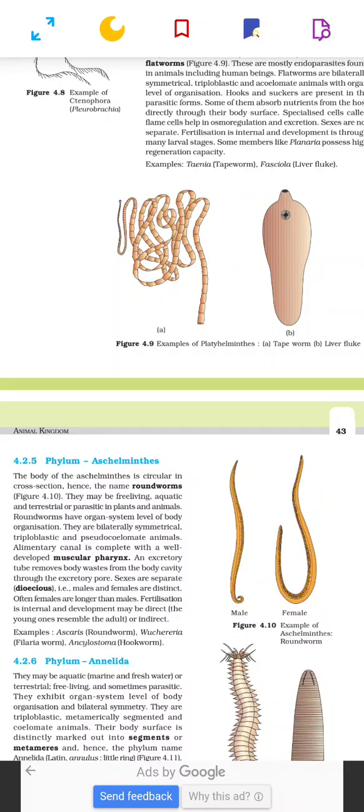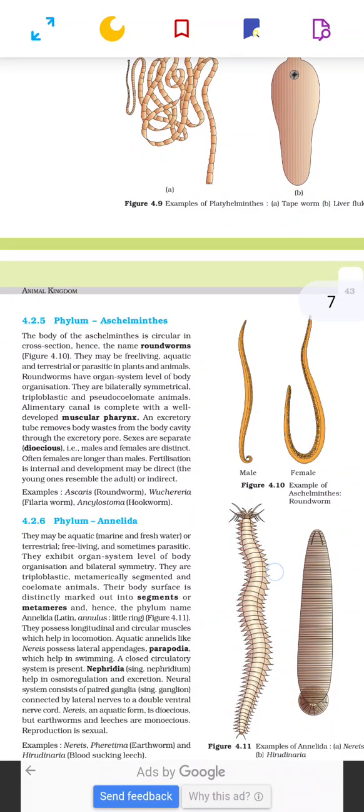Examples of Aschelminthes are Ascaris, a roundworm, Wuchereria, filarial worm, and Ancylostoma, hookworm. They are mostly endoparasites. They live inside the body of an organism and lead to different kinds of disorders and diseases. 4.2.6 and the phylum is Annelida.